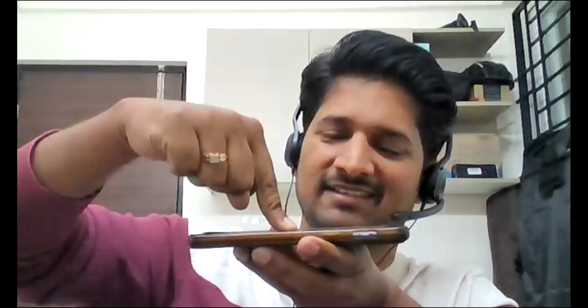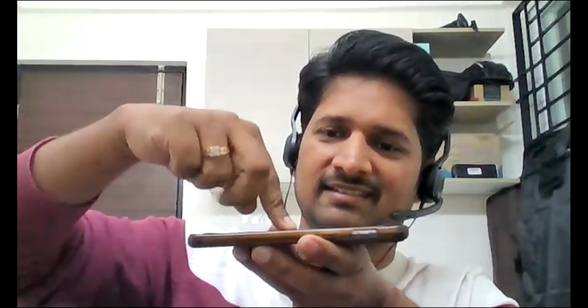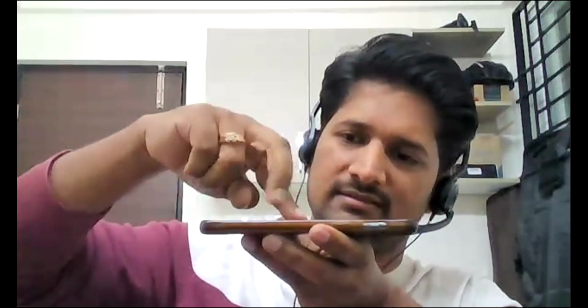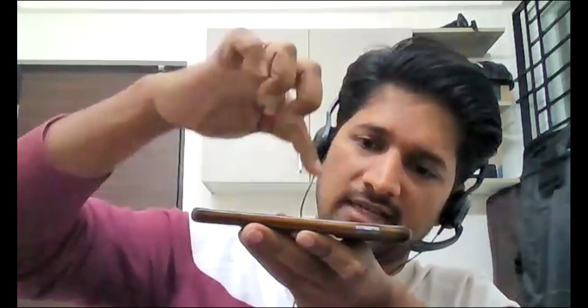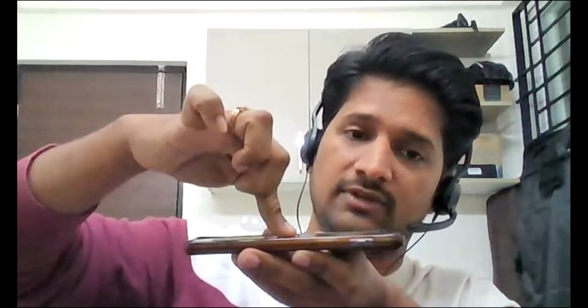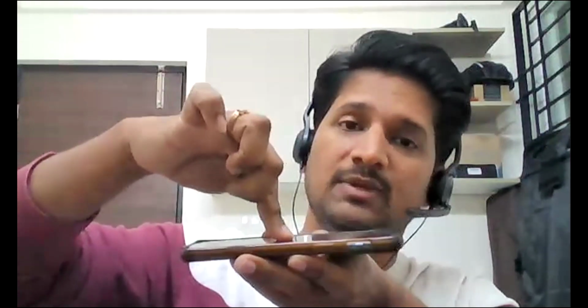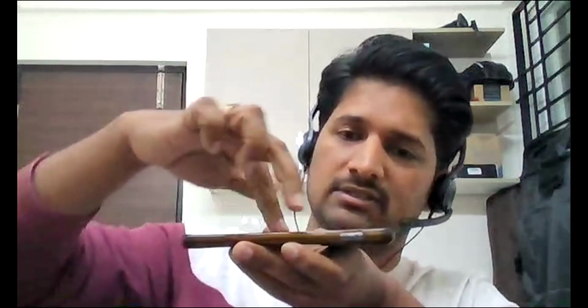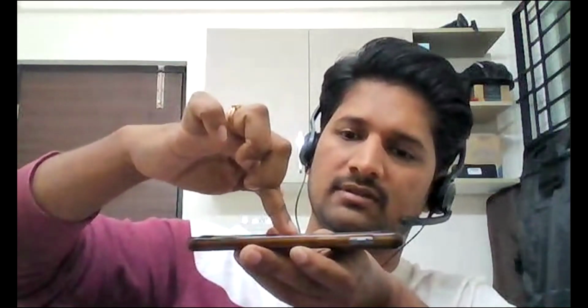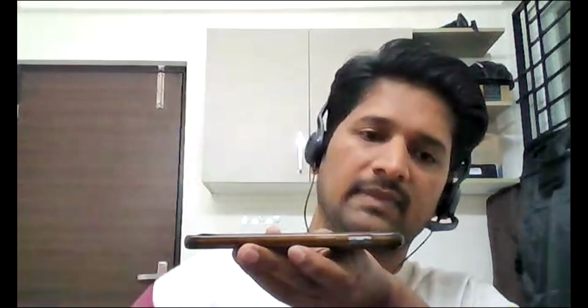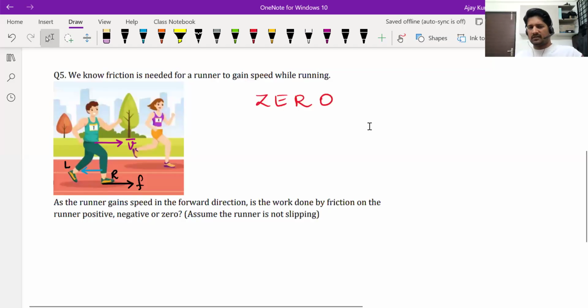Yes or no? Assume this is the right foot. When the right foot is being taken forward, the left foot stays on the ground, and that's the foot on which friction is acting. But that foot is not getting displaced when friction is acting. That is why the work done by friction in this case is also 0. There is friction acting, but there's no displacement at this point. So did you all understand? Any doubt in this?